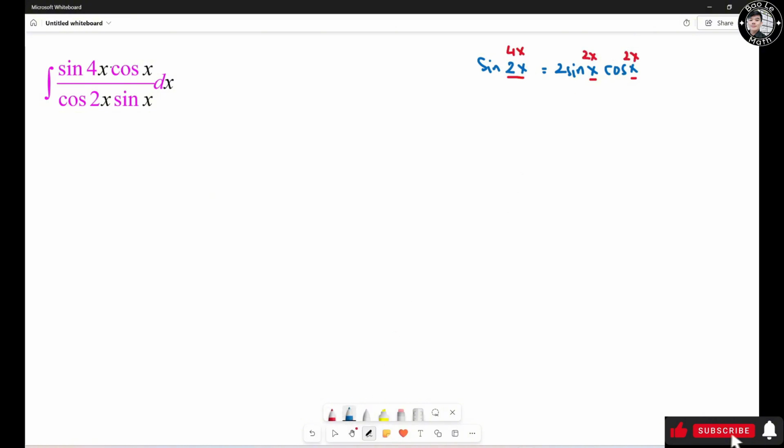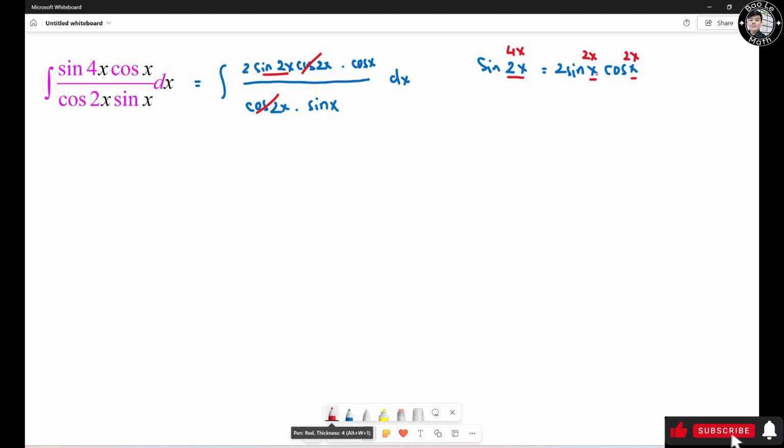So I'm going to rewrite this one over here. It turns out to be the antiderivative of 2 sine 2s cosine 2s times cosine s over cosine 2s times sine s ds, right? Now this guy cancels out, right? Now sine 2s right here, I can apply this formula one more time. So it's going to be the antiderivative of 2 times 2 sine s cosine s, right? Times cosine s over sine s ds, right? Now this guy and this guy cancel out, right?